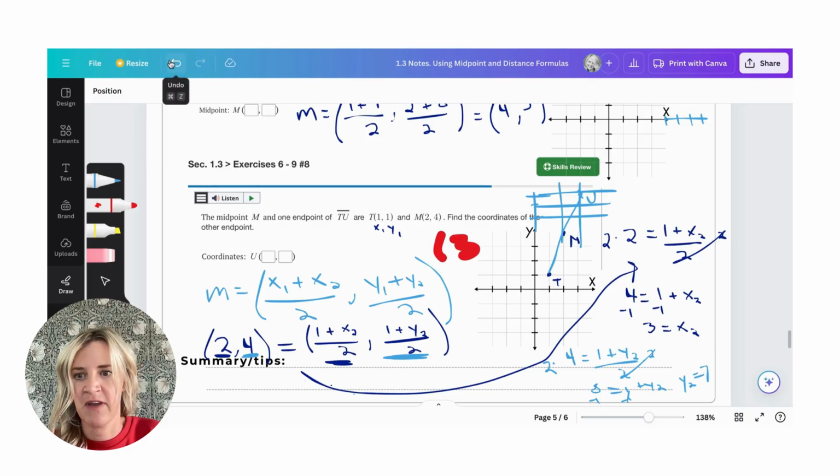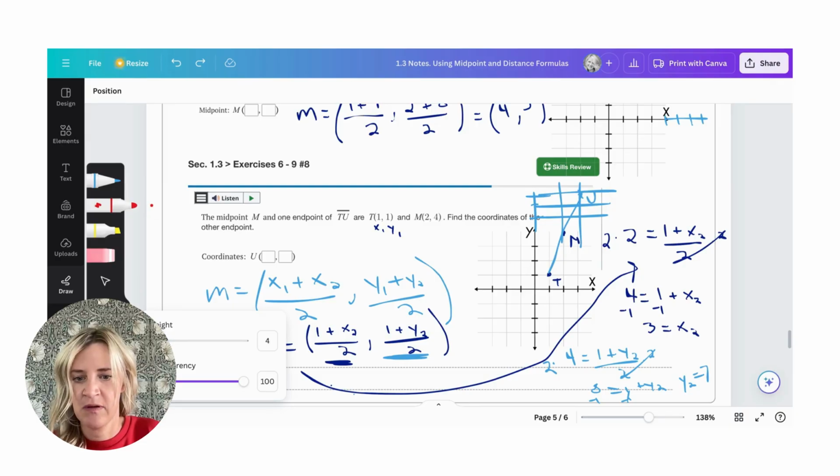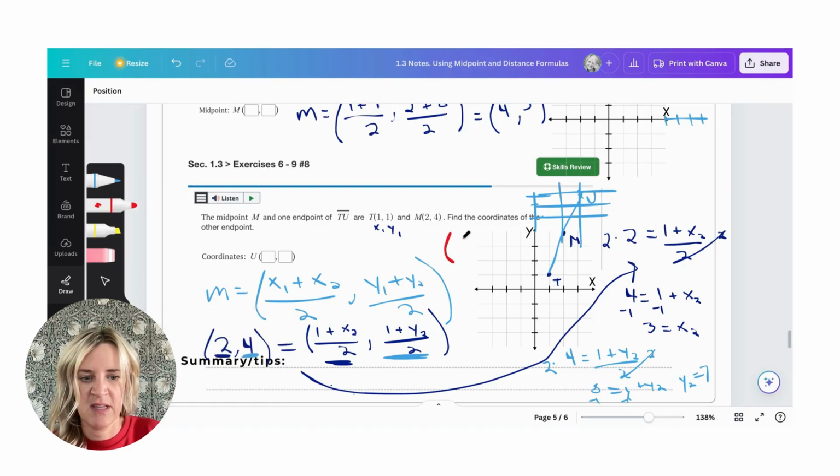Wow, that is a really fat pen. I can't make it much smaller. There we go, that's better.